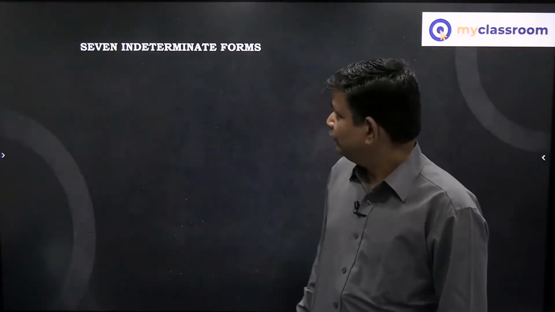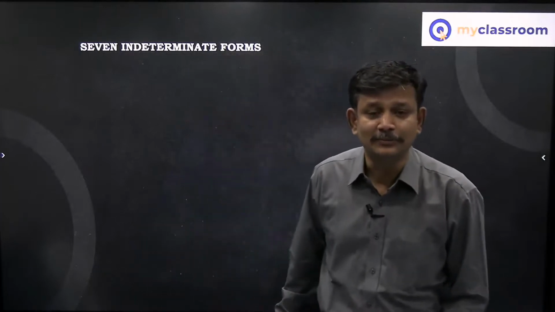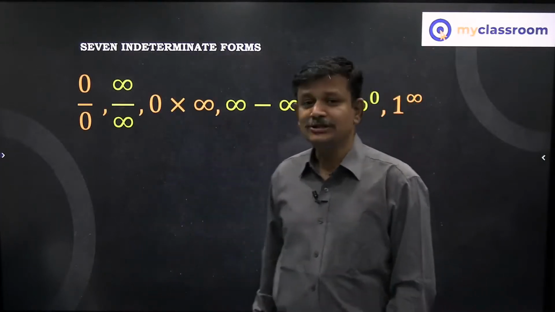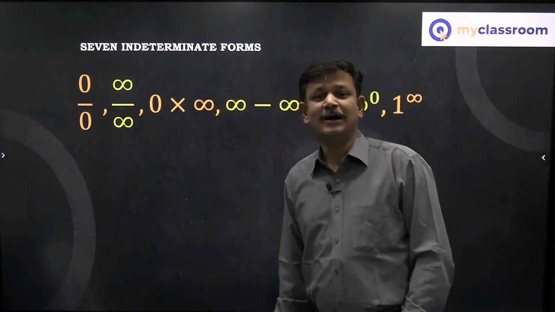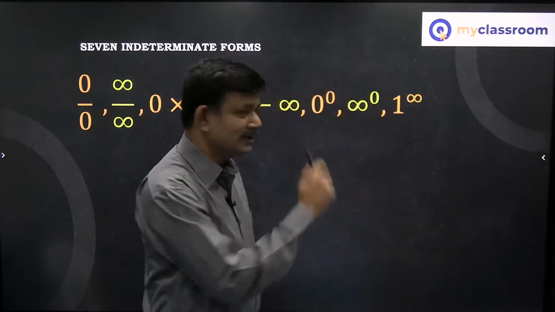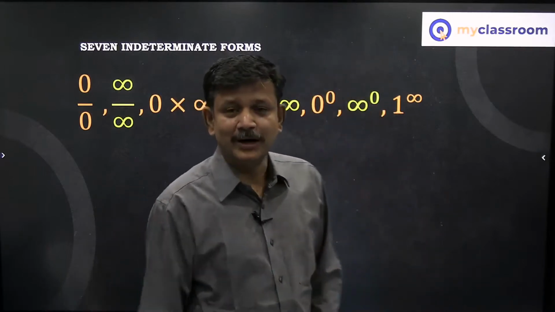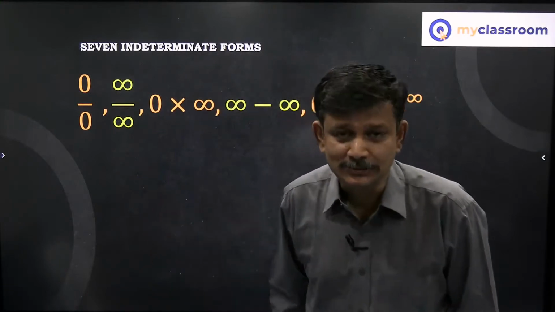What are the indeterminate forms? All your textbooks say there are 7 indeterminate forms, and what are they? 0 by 0, infinity by infinity, 0 into infinity, infinity minus infinity, and then 0 power 0, infinity power 0, and 1 power infinity. These are the 7 indeterminate forms given in all the textbooks.